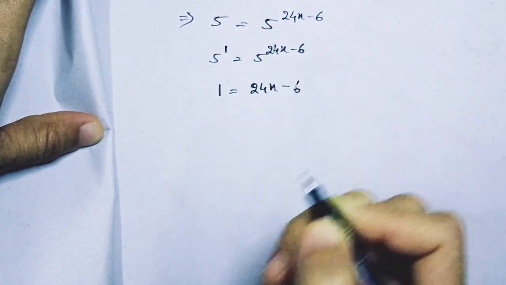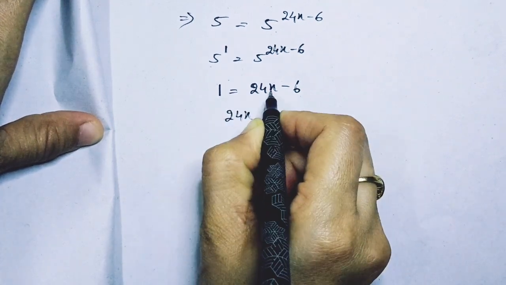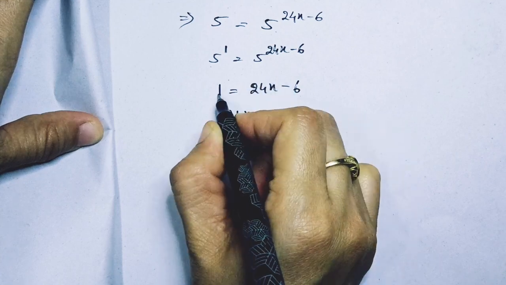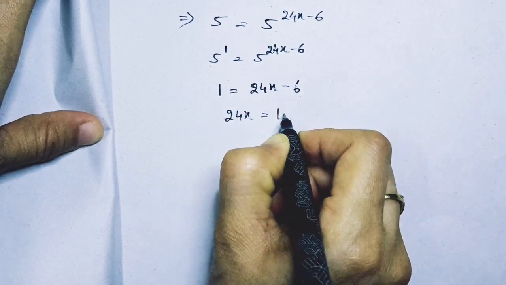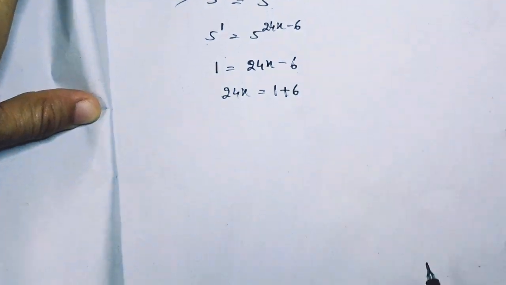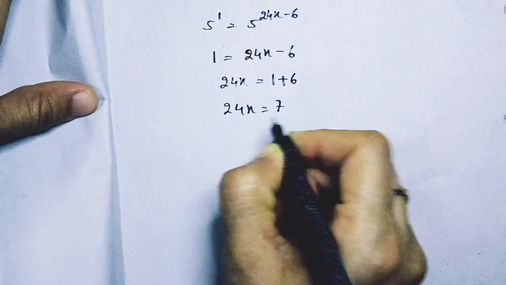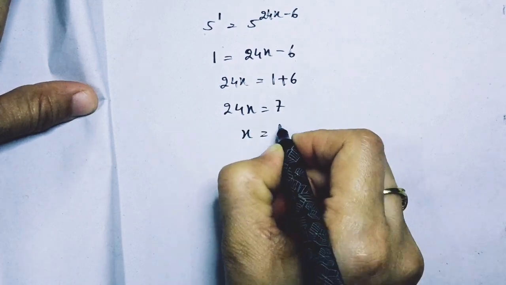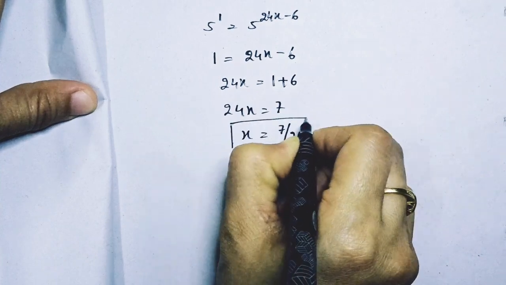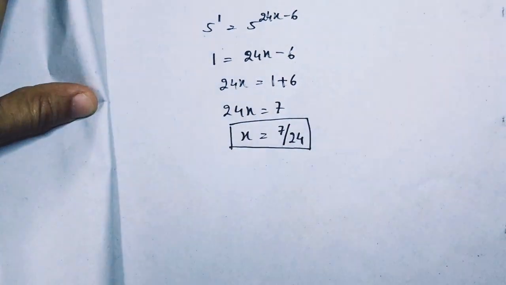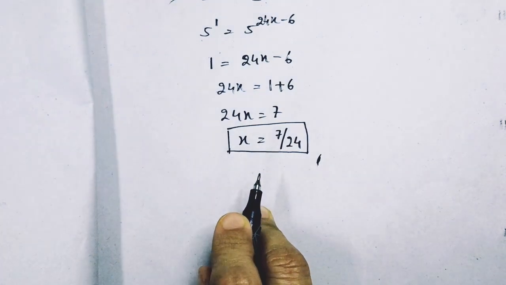24x minus 6. I am keeping 24x here itself and sending 6 to that side. Here minus 6 is there, then it will become plus 6. 1 plus 6, so 24x equal to 7. x equal to 7 by 24. This is the value of x we got. If you have doubt, you can check it out.